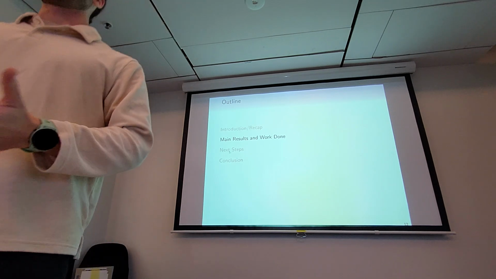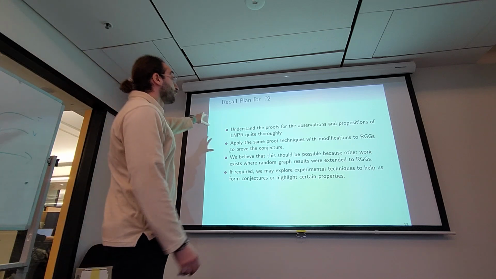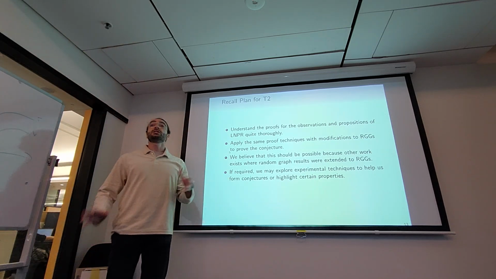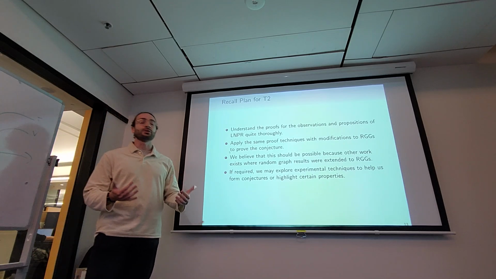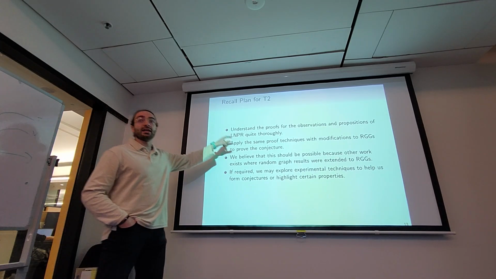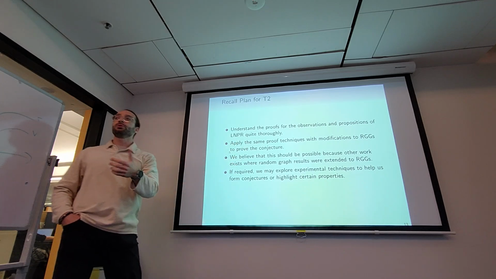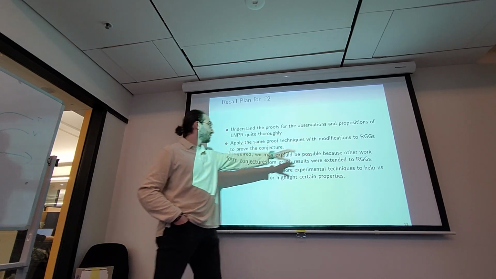Now we're going into the main results and the work we've done this semester. I'm going to recall the plan for trimester 2, just to show you where we've sort of gone along with the plan, where we've gotten up to, if we've changed anything along the way. And so the first thing we wanted to do was to understand the LNPR result, the propositions they used, the proofs they went through. We wanted to modify those for RGGs.